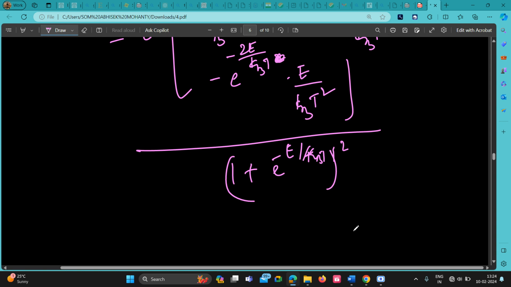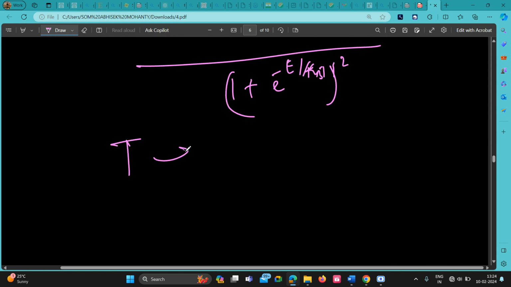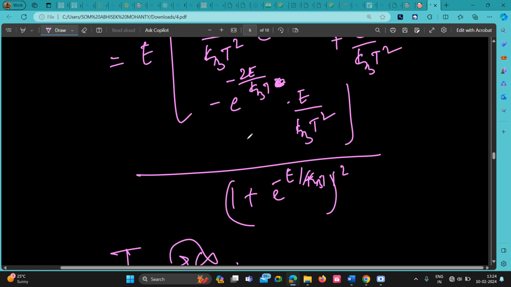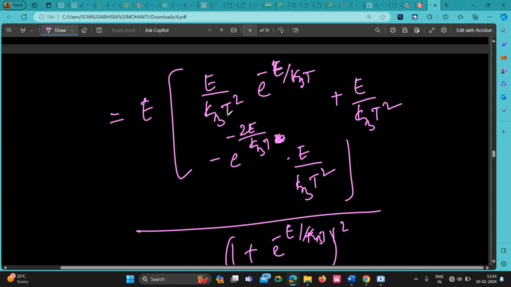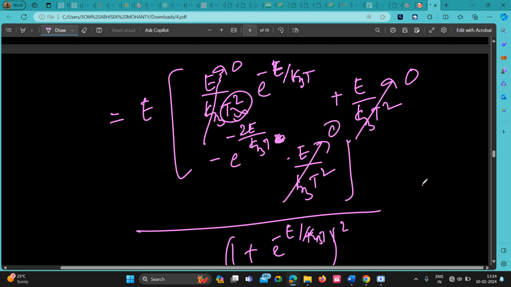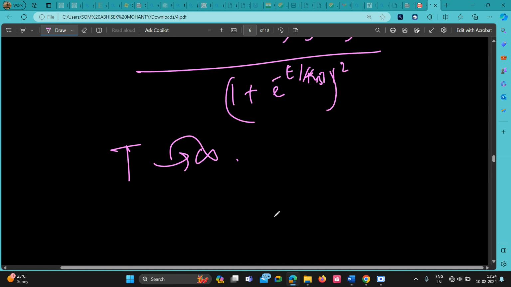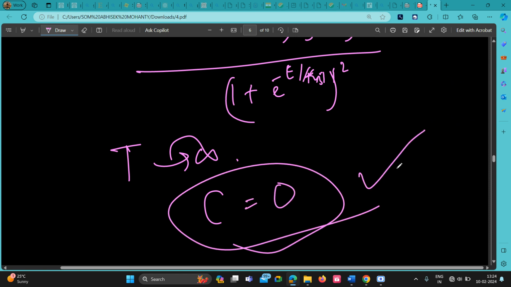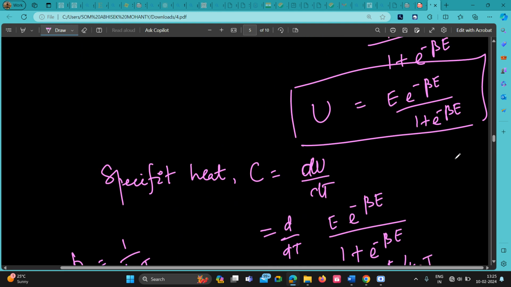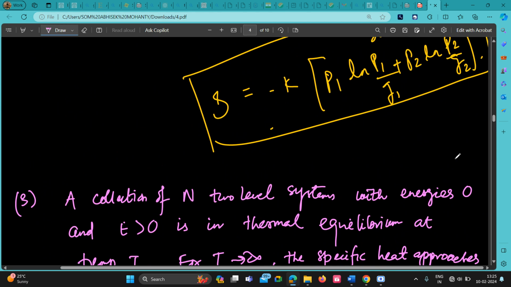But the thing is, T tends to infinity here, so everywhere you can just put infinity. If you put infinity, this becomes 0, this one becomes 0, this one becomes 0, so the whole term becomes 0. So after a lot of calculation, we got the answer as C. Right? So this is the answer. Is it alright?